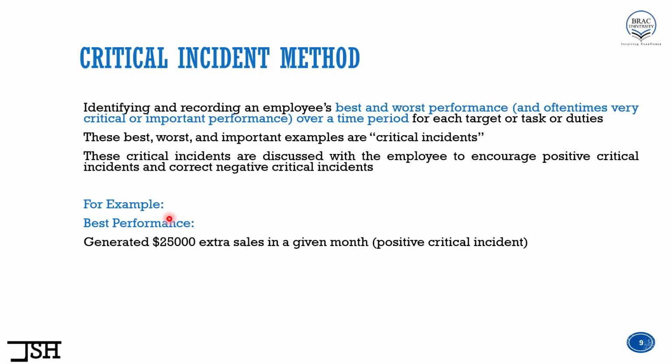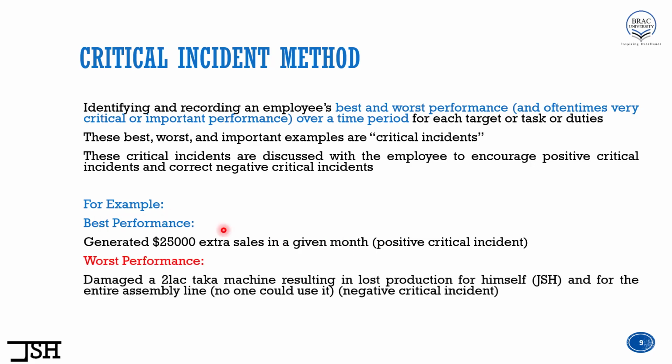Now, what can be an example of a worst performance? Here it is. For this example, let's assume I was the employee, right? So my worst performance was damaging a 2 lakh taka machine, resulting in lost production for myself and for the entire assembly line. So no one could use that machine any further. So this is a very negative critical incident or negative performance. So again, under this method, maybe the HR manager had recorded this performance, and at the end of the year, the HR manager sat down with me and discussed ways of improvement so that this kind of activity does not happen in the future. So this is what happens exactly under the critical incident method.